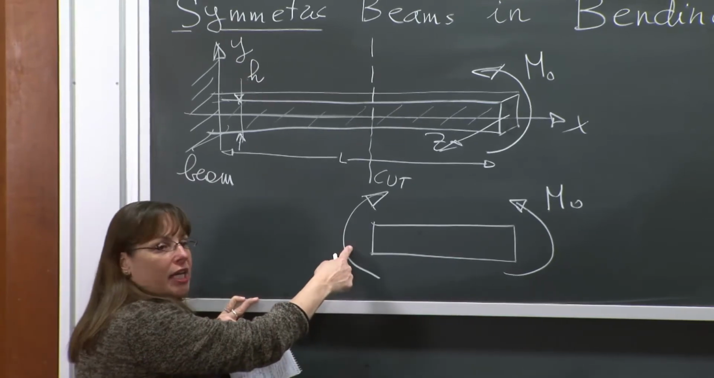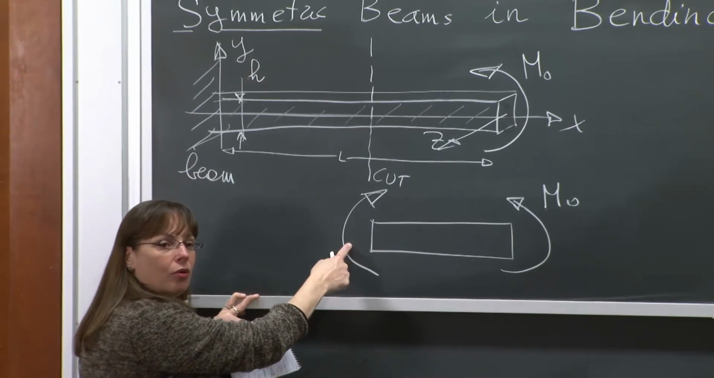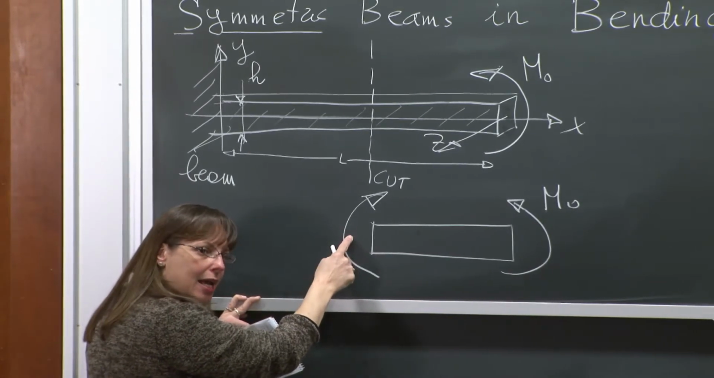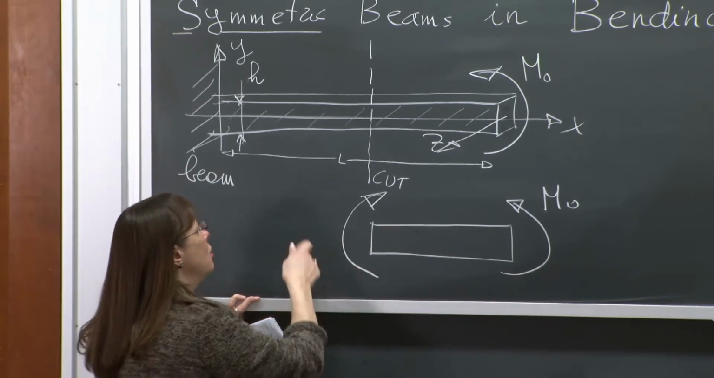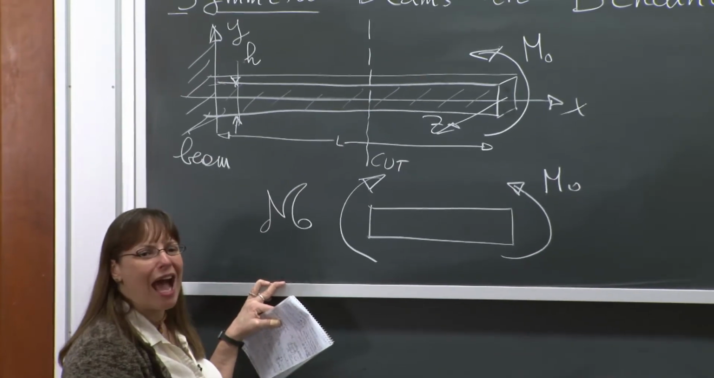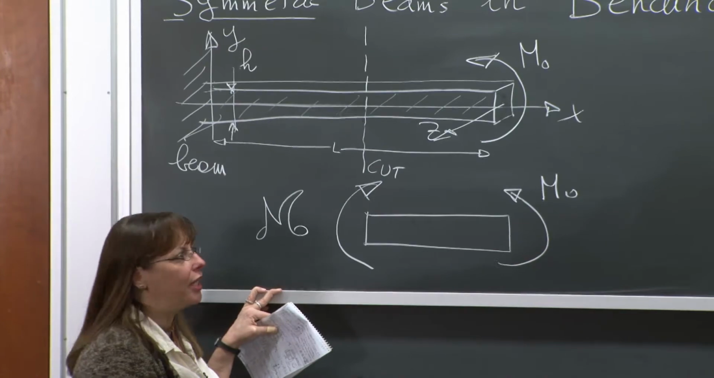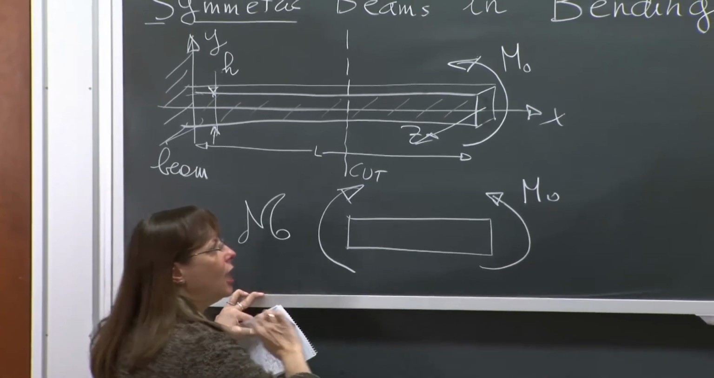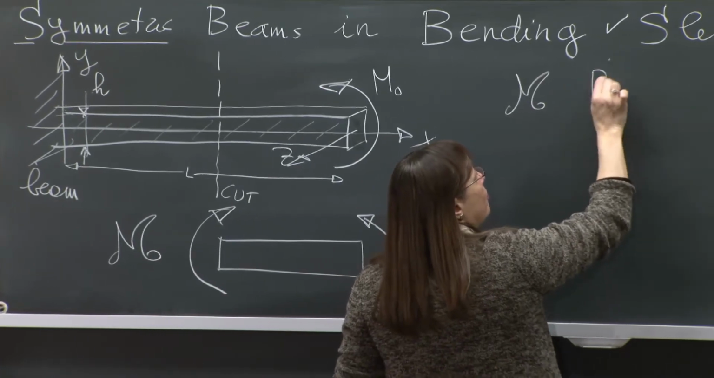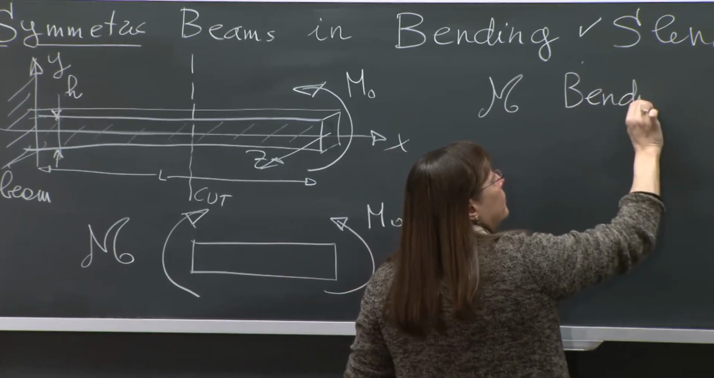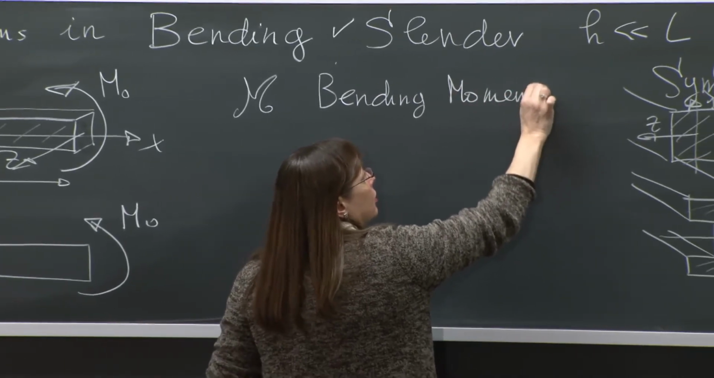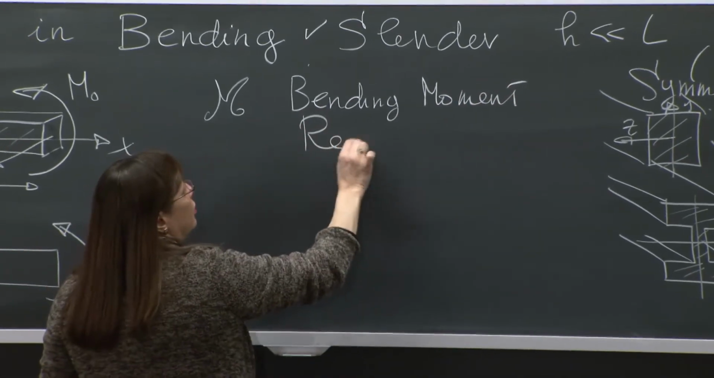This is our curly guy. So this is the curly guy inside. First we decide what to call it. So we call it M, curly M. How creative. Another curly guy. Curly M is the bending moment resultant.